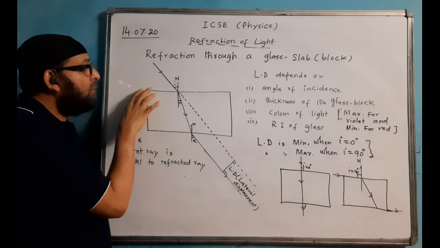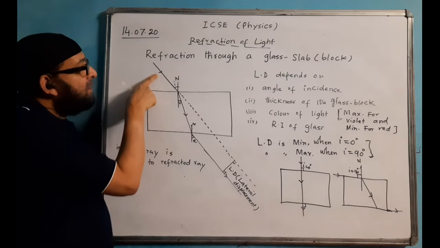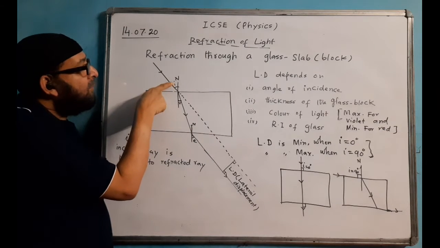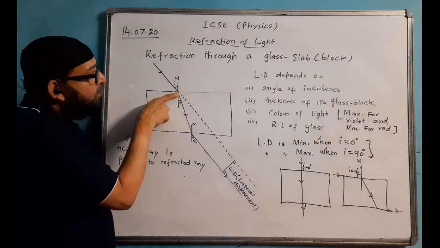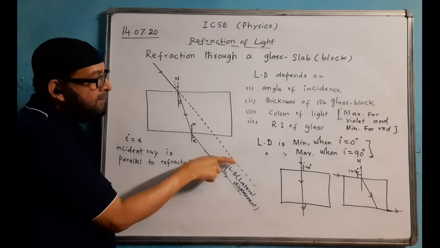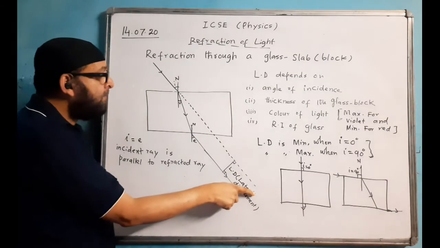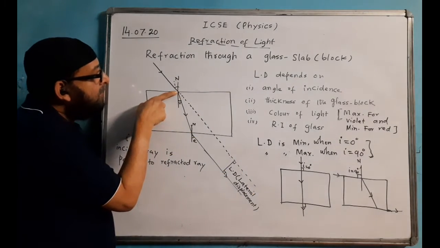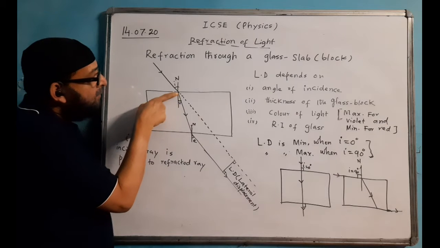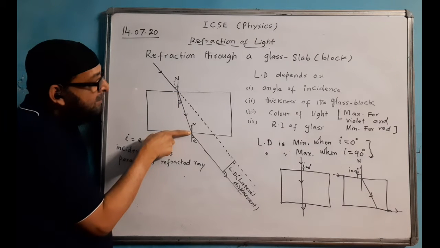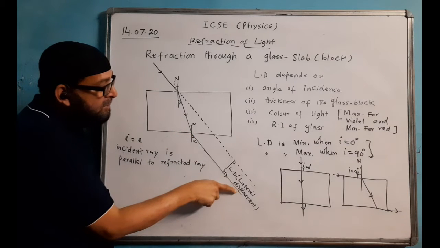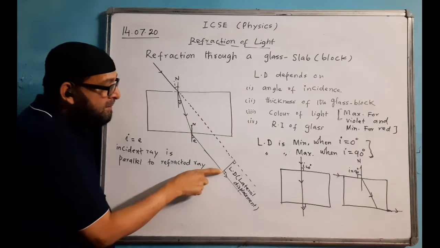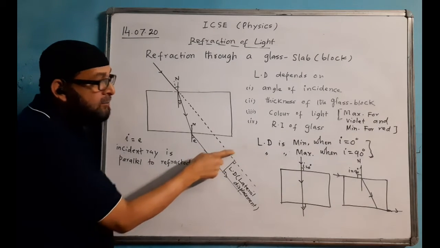This is a glass block, and the incident ray is coming like this, making an angle of incidence i. First, this ray you should put forward, dotted line, straight. Then the ray will bend towards the normal here. This is the refracted ray. And now again the ray will come out, which is called the emergent ray. This ray and this ray will always be parallel to one another.